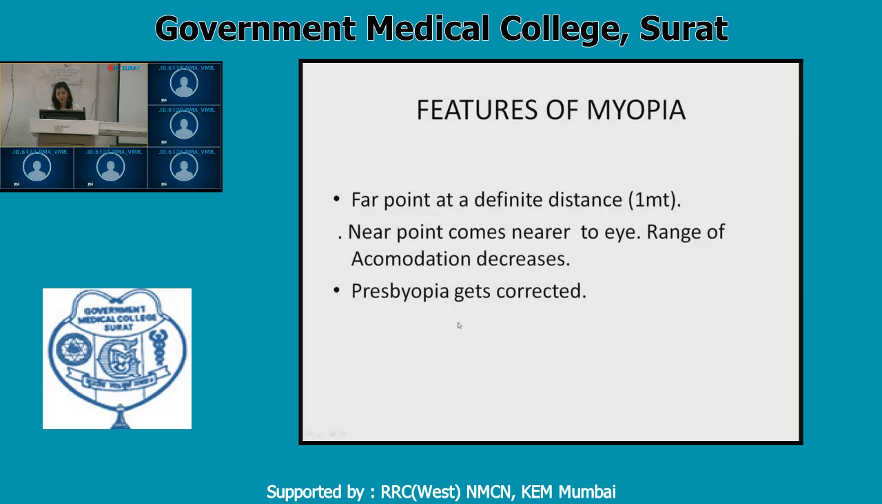So the range of accommodation decreases because the far point comes nearby. The range of accommodation, far point minus near point, decreases in myopic patients, and also the presbyopia gets corrected. You must have seen people who wear glasses for constant use. After a certain age, when they read a nearby object or a book, they take their glasses up on their heads.